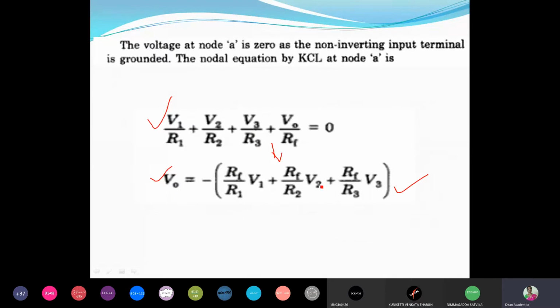So, are you able to write this equation from this KCL? Yes? Very good, very good. V naught is equal to RF by R1 into V1 plus RF by R2 into V2, all that.